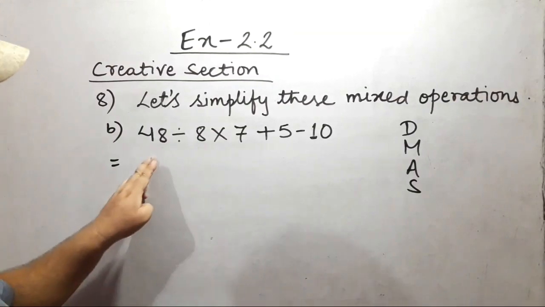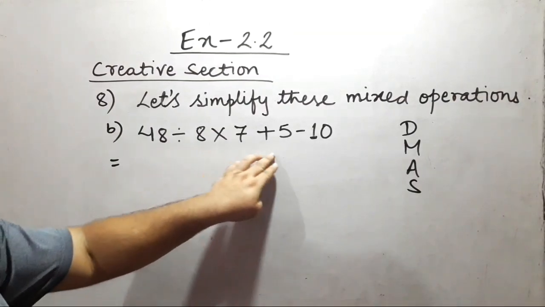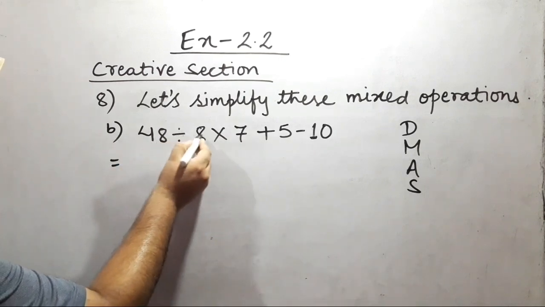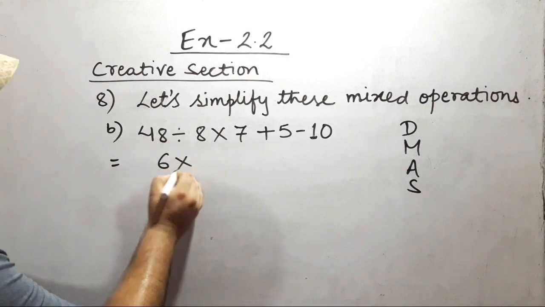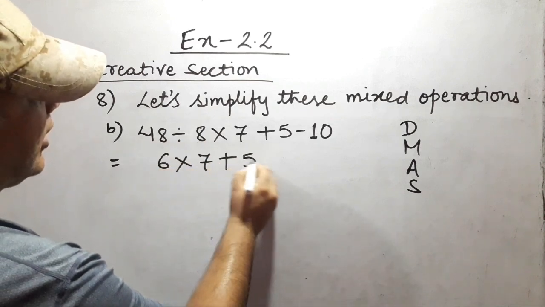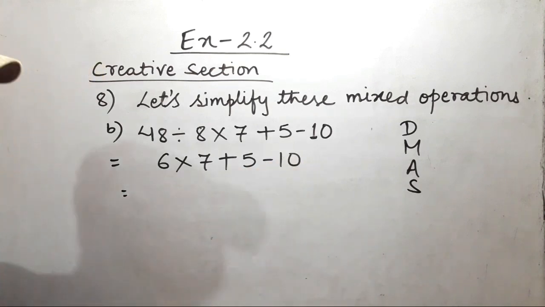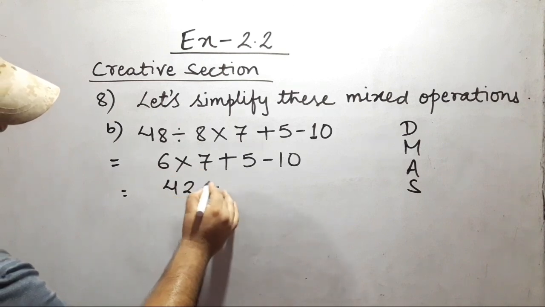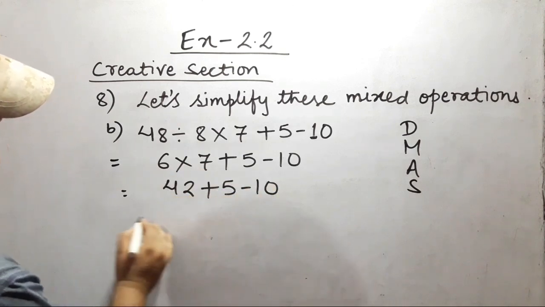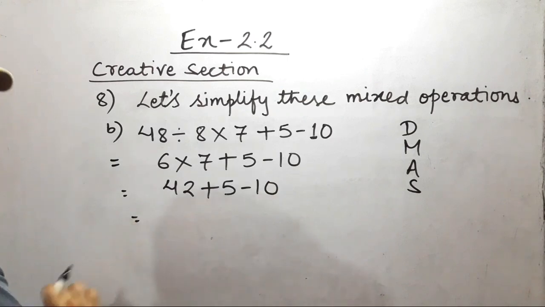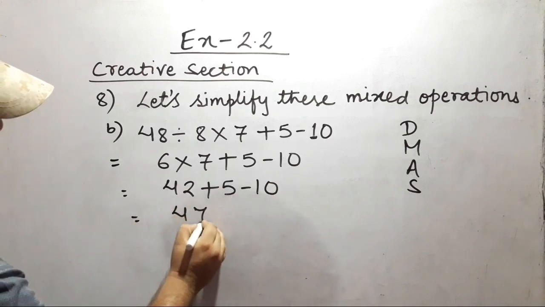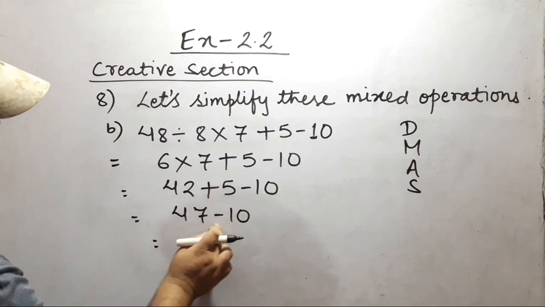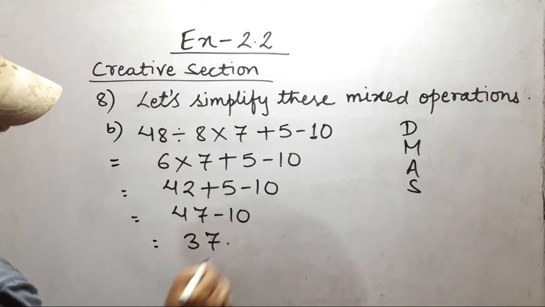The next question, 48 divided by 8 into 7 plus 5 minus 10. Here we have got division. So 48 divided by 8, 8 6s are 48, into 7 plus 5 minus 10. So after division, multiplication, 6 into 7, 42 plus 5 minus 10. After multiplication, addition, 42 plus 5, 47 minus 10. Finally, we have got a subtraction. 47 minus 10, we have got 37.